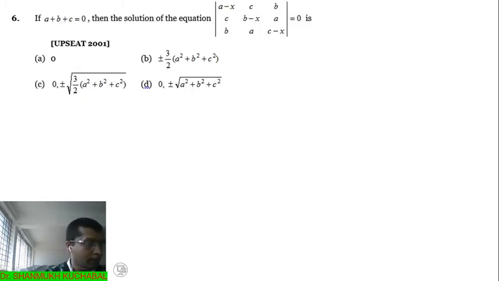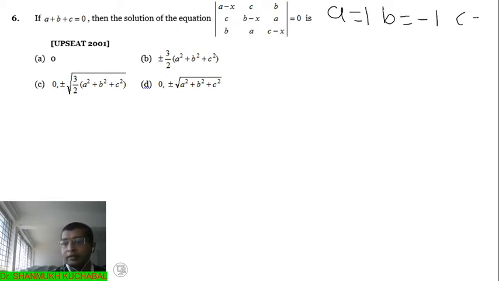So we move to the next example. Here it is given that if A plus B plus C equal to 0, then find the solution of the equation. So we have to choose A, B, C values in such a way that we should get 0. So I take A equal to 1, B equal to minus 1 and C equal to 0 here. A equal to 1, B equal to minus 1, C equal to 0.